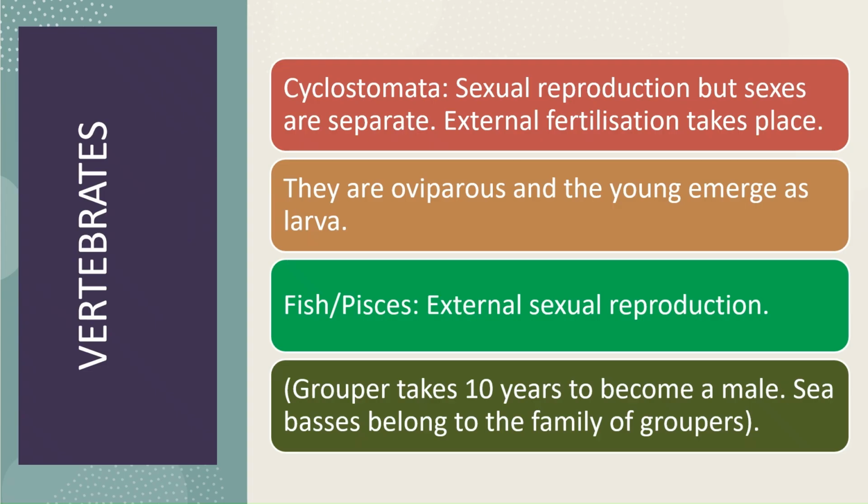Vertebrates, cyclostomata, sexual reproduction, but sexes are separate. External fertilization takes place. They are oviparous and the young emerge as larvae. That is fish and Pisces, external sexual reproduction. Grouper takes 10 years to become a male. Sea bass belong to the family of the groupers.